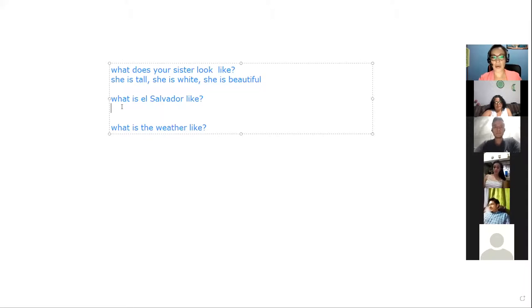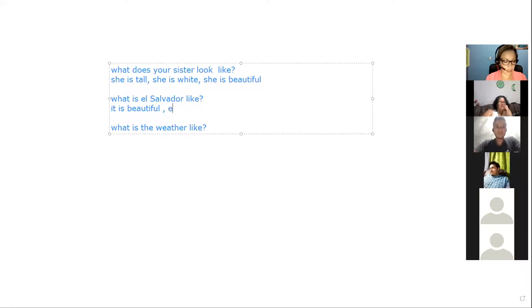Ahora, what is El Salvador like? El Salvador is a beautiful country. A warmer place, a wonderful place. You can visit the volcano, the beach, and a lake in one day because everything is near. Todo está cerca, es bonito. So you start describing, right?